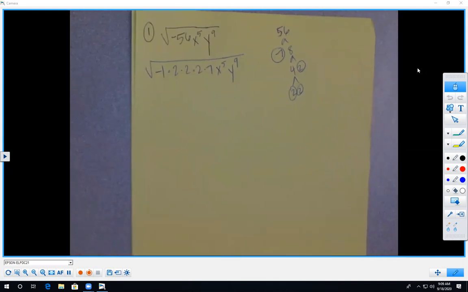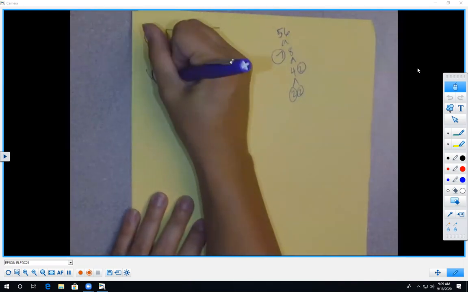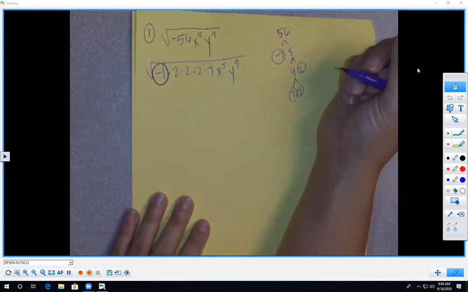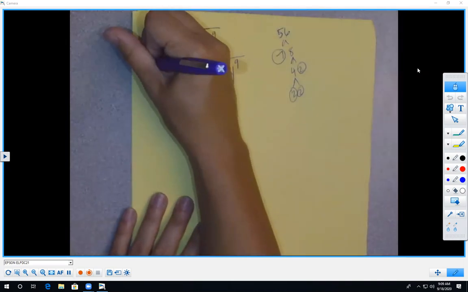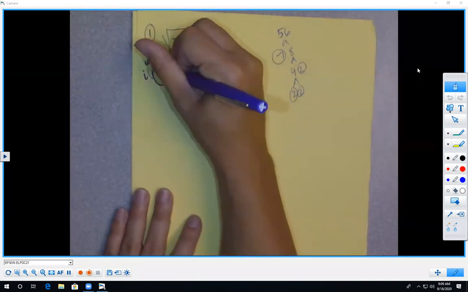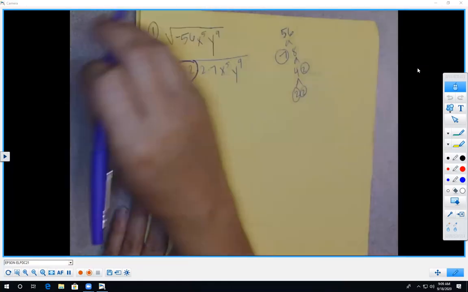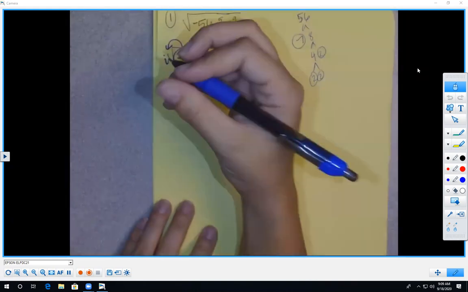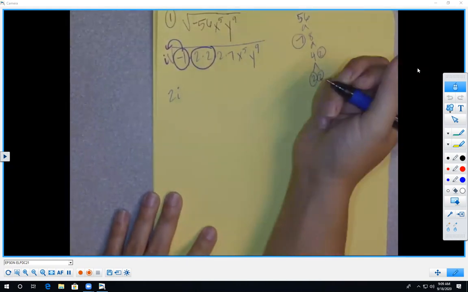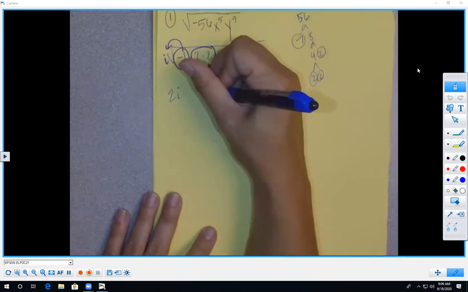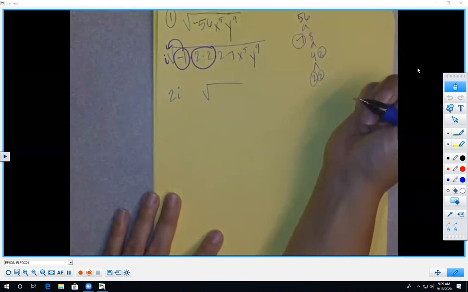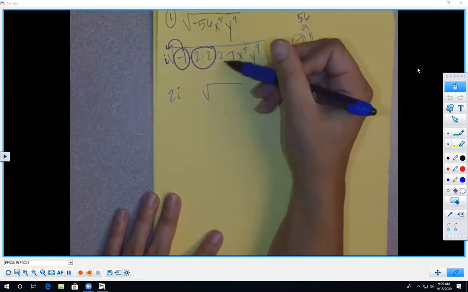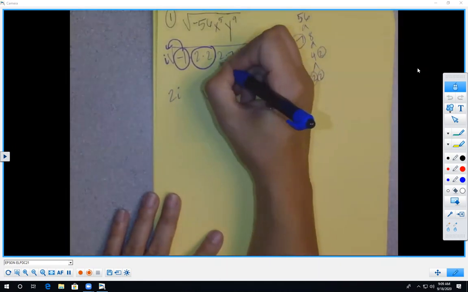Okay, so to come out of the square root, I need pairs of numbers. The -1 always comes out. How does the -1 come out in this case? As an i, because it's a square root, so it needs to come out as an i. I can take out 2 2's. So what number is going to be on the outside? 2i, right? I'm going to leave some space for my letters. On the inside of my square root, what number is left over? 2 and 7, so that would be 14.